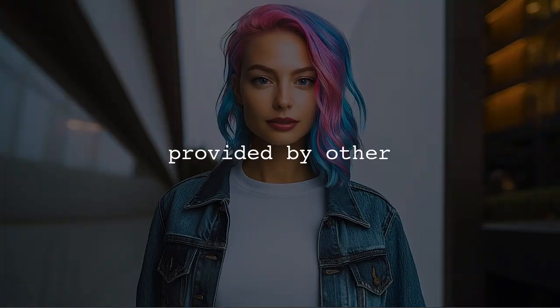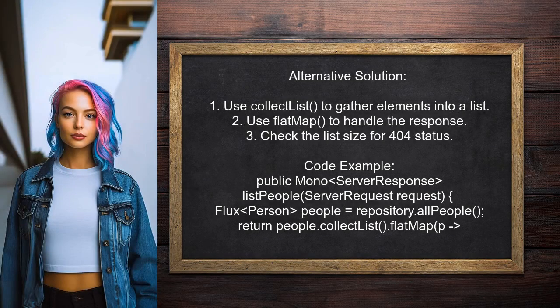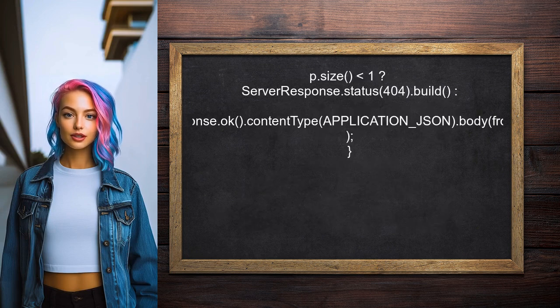Now let's look at the answers provided by other users. An alternative approach suggested by a user involves using the collectList and flatMap functions. This method first collects the Flux of people into a list. Then it checks the size of the list. If the list is empty, it returns a 404 status. Otherwise, it responds with a list of people in JSON format.